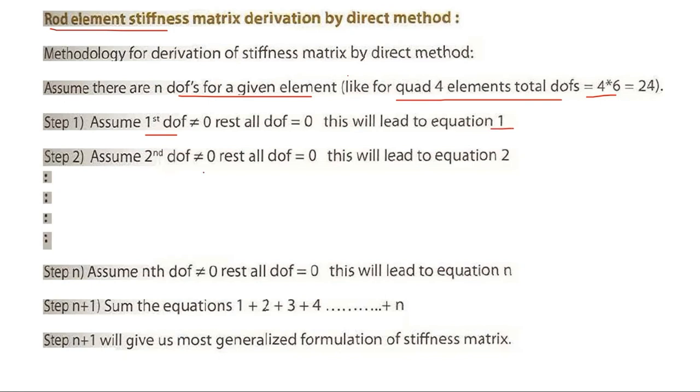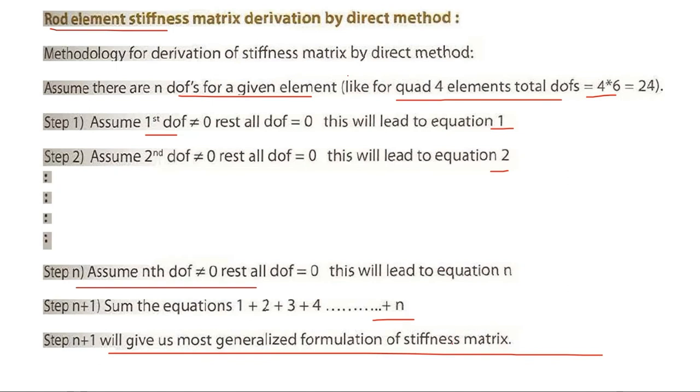Assume second degree of freedom is not equal to 0, rest are 0. This will lead to equation 2. Like that, we will have n number of degrees of freedom. Then we will have the total stiffness matrix, almost like n by n.